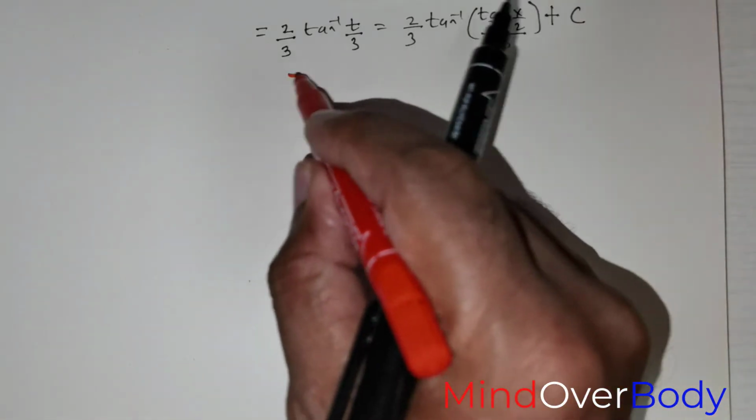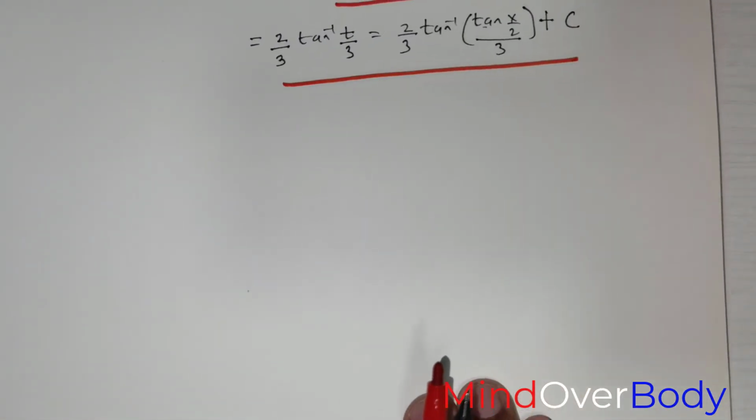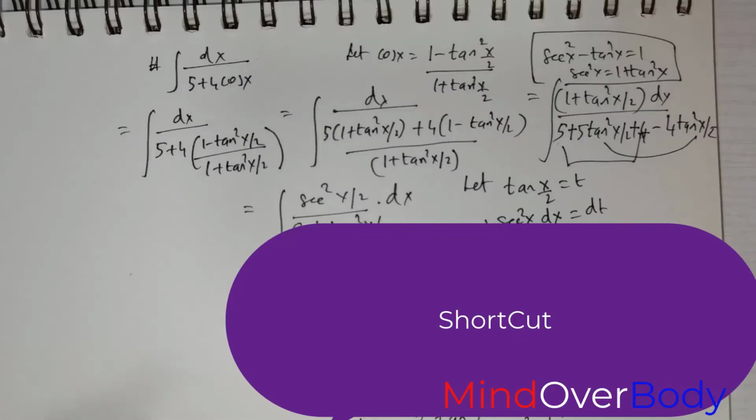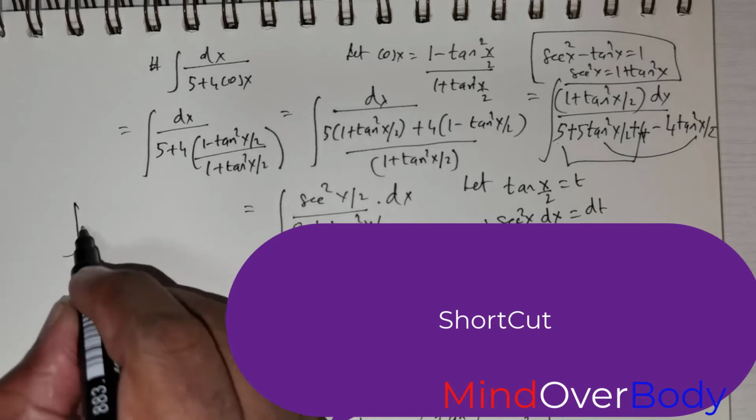And that is a good place for us to draw the red line. So we'll move on to the next question. Now I'm going to show you a shortcut. For that we will again have to resort to substitution, but this is going to be a substitution of a different type. Now we have got this question, right?